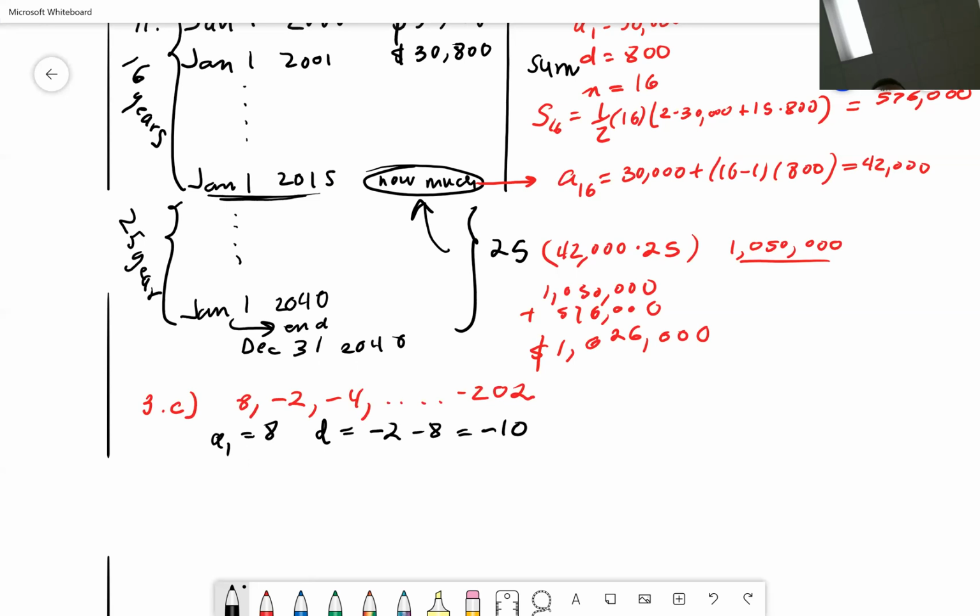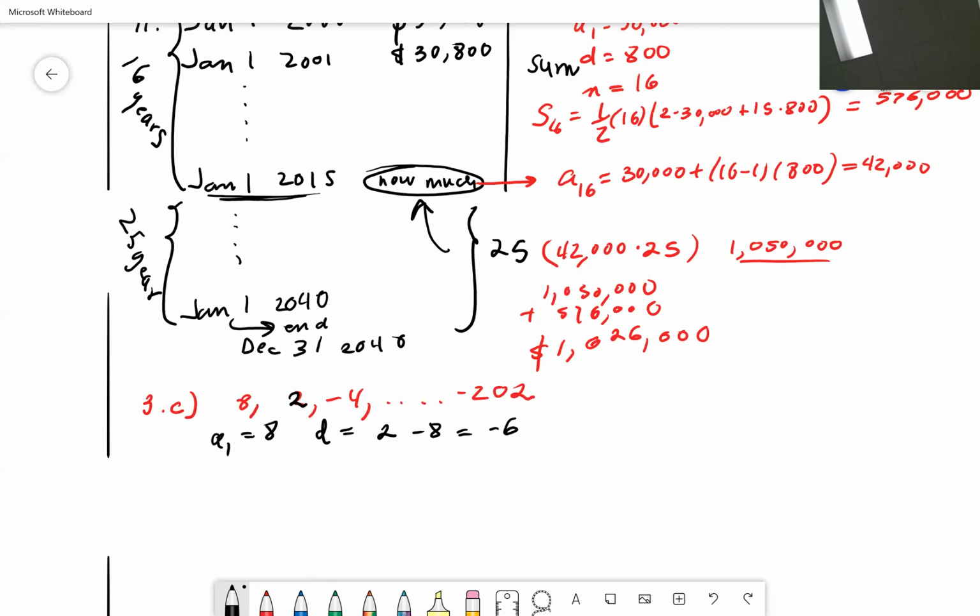-2 minus 8, -10. But no, wait a second. Did I write this correctly? Oh, wait, I wrote it wrong. This is a 2. This is a positive 2. 2 minus 8 comes out to -6. Now we're good.